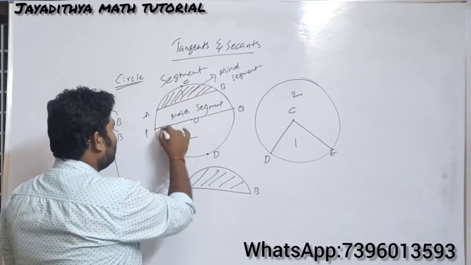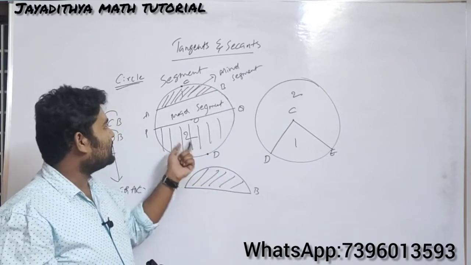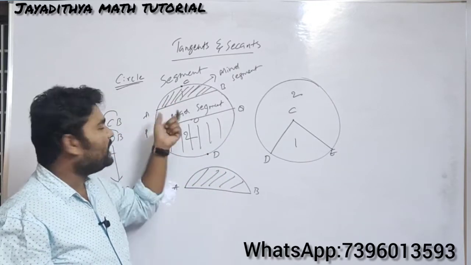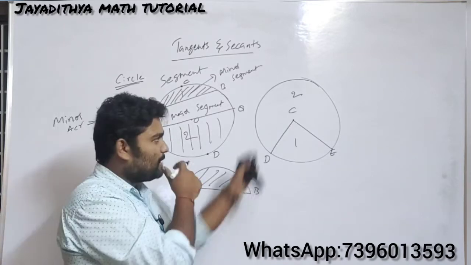That's why we call this part a semicircle, and the other part is also a semicircle. So the diameter makes two equal parts. And let us come to this figure now.